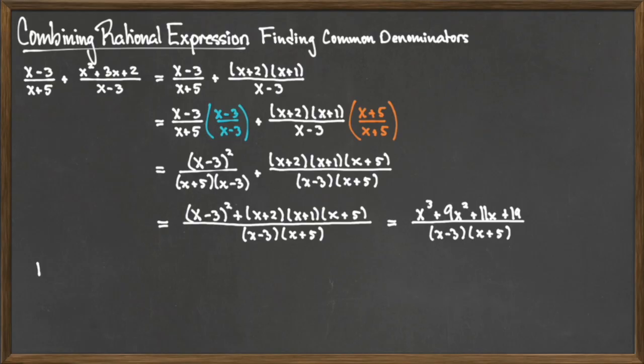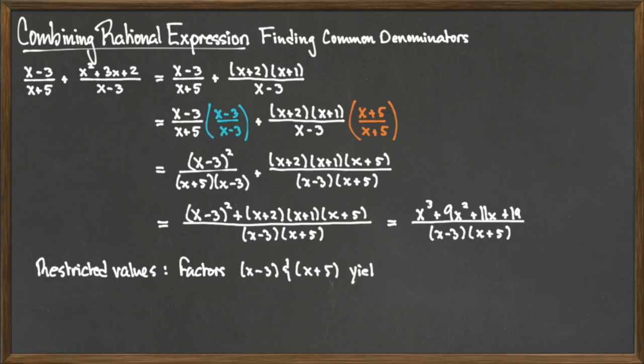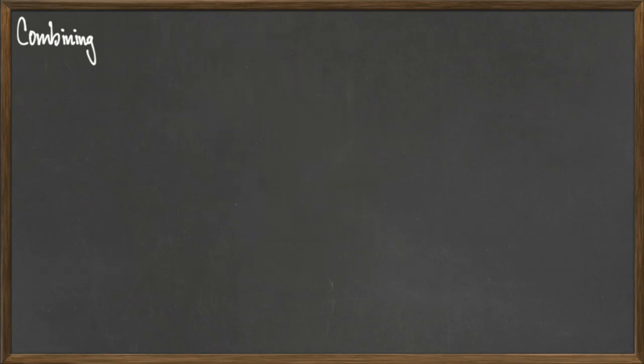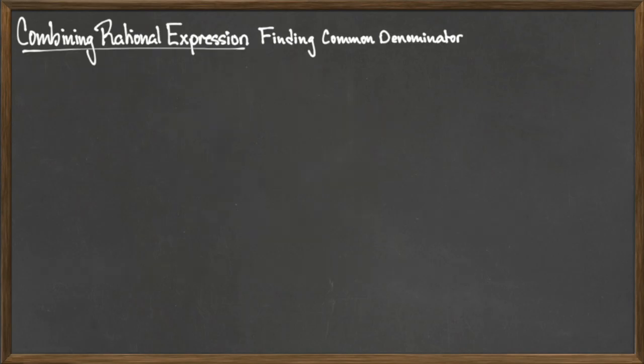So every factor in the denominator is going to be x minus 3 or x plus 5. Setting these factors equal to 0 and solving will yield restricted values of 3 and negative 5. Let's get some more practice with this. Now we're going to combine the expression x plus 2 over x minus 3 minus x minus 3 over x plus 5 minus 1 divided by x squared plus 2x minus 15.